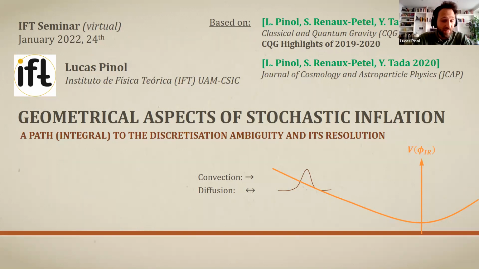So yes, in this talk, I'm going to talk about stochastic inflation, which is a way to describe the large-scale fluctuations during inflation in a non-perturbative way. So the rough idea will be that instead of the background, which is in the slow roll for a usual picture of inflation, we'll have this non-deterministic description of the large-scale fluctuations, which will be therefore stochastic.